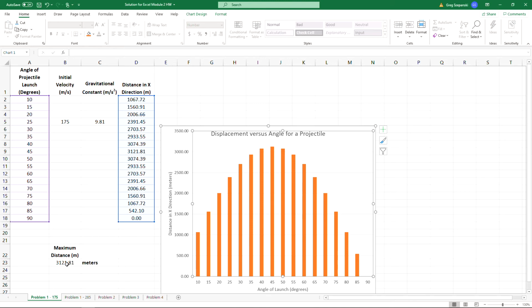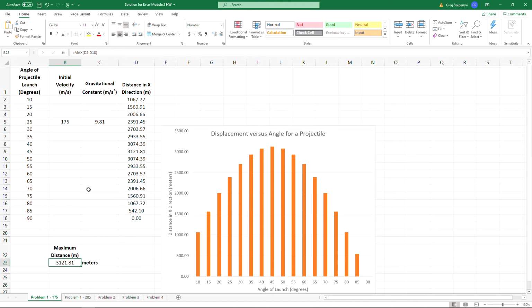And you can see here the last part of that problem asked you to use the max function, right? So I'm looking at that column of numbers over here for distance, and it's pulling the maximum value out, which in this case is 3,121.81, and you'll notice that that value is at 45 degrees, right?